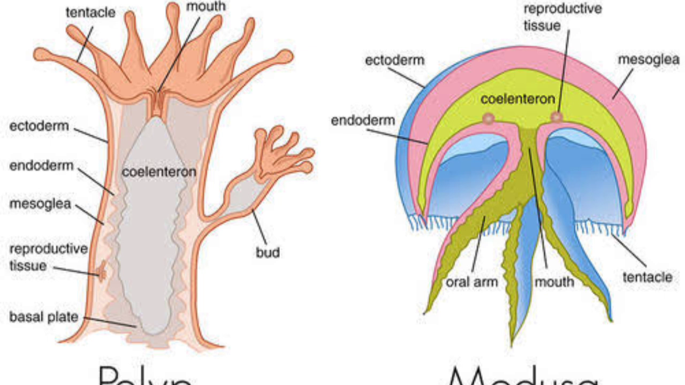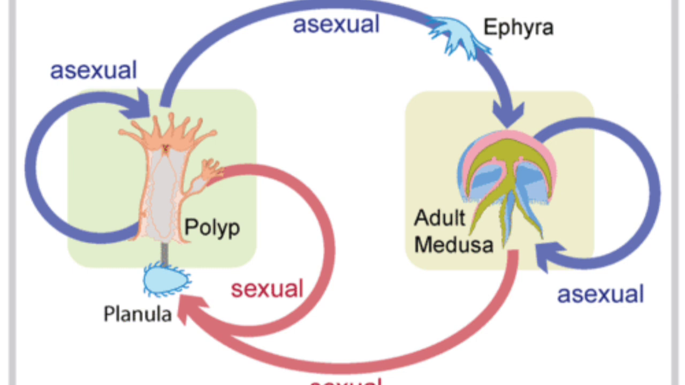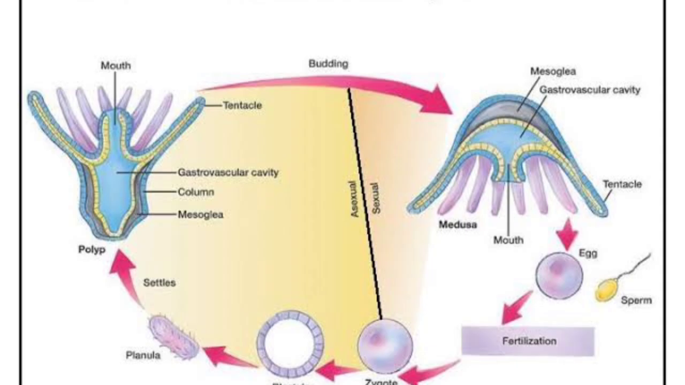So these cnidarians which exist in both forms exhibit alternation of generation, which means the polyp form, that is the sessile form, will produce the medusa asexually by fragmentation, and the medusa will produce the polyp with the help of gamete formation, or sexually. That is termed as alternation of generation.